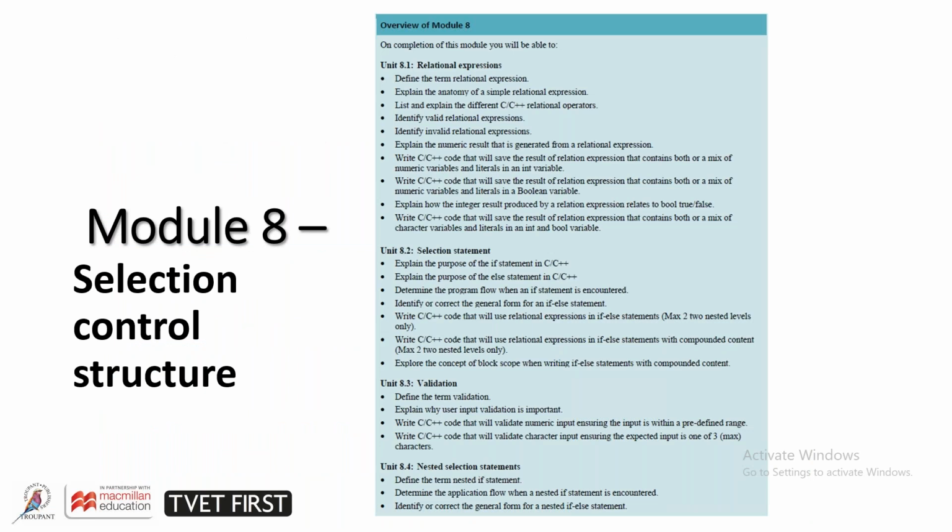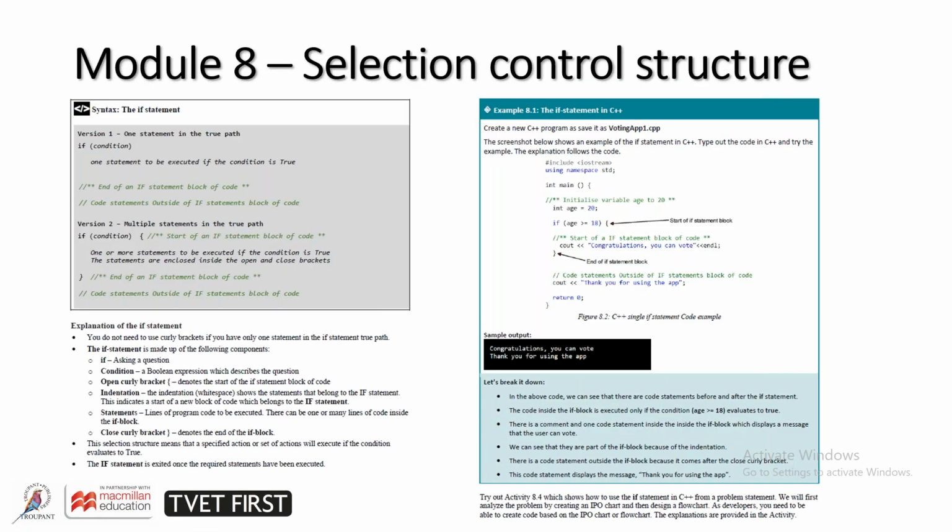In Module 8, we're moving to selection control structures. We do relational operators, which is a recap from level 2, and then selection statements and validation. Validation is going to be quite important for level 3, and then dealing with nested loops. Even though some of these concepts are covered in level 2, in level 3 we go into greater detail, and more importantly, with C++.